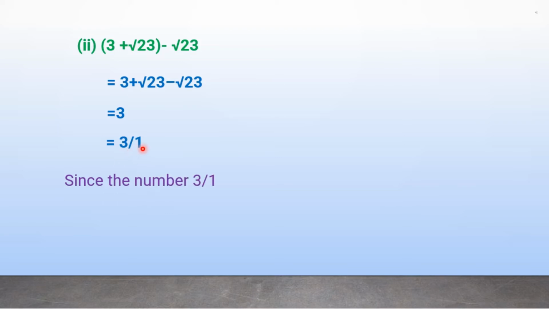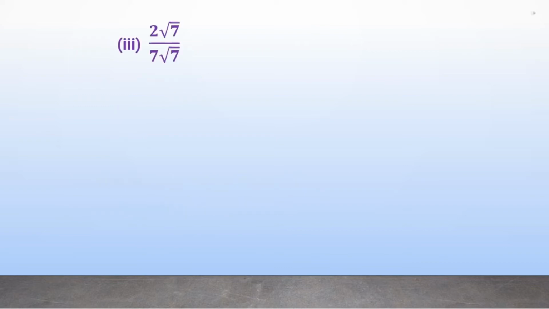Second example, 3 plus square root of 23 minus square root of 23. Solution. When we open the bracket, this will be 3 plus square root of 23 minus square root of 23, which is equal to 3 only, as plus square root of 23 and minus square root of 23 get cancelled. Number 3, we can write it as 3 by 1. Since the number 3 by 1 is in p by q form, so 3 plus square root of 23 minus square root of 23 is rational.